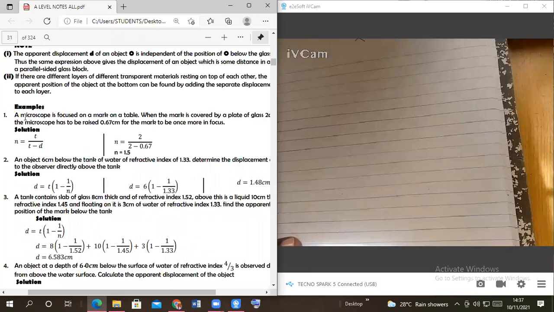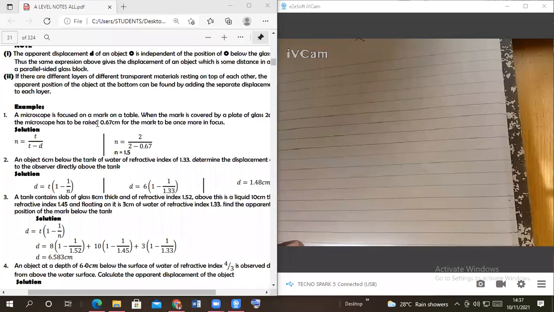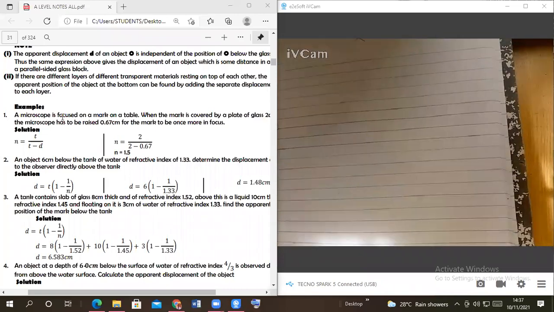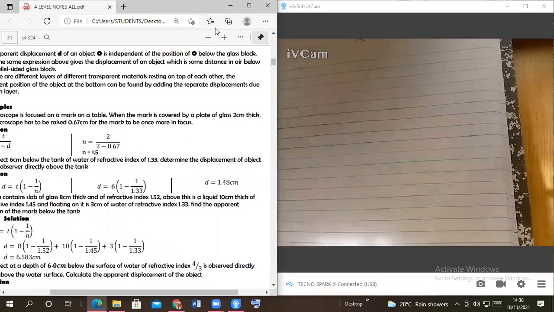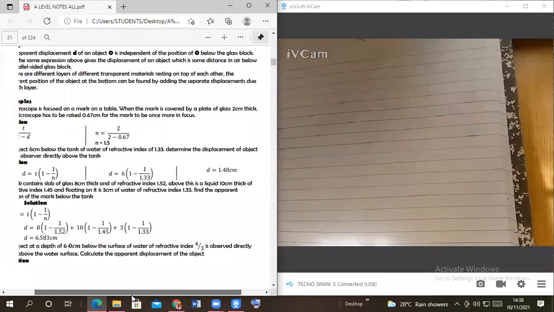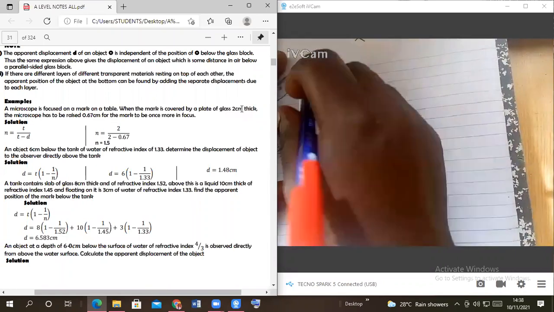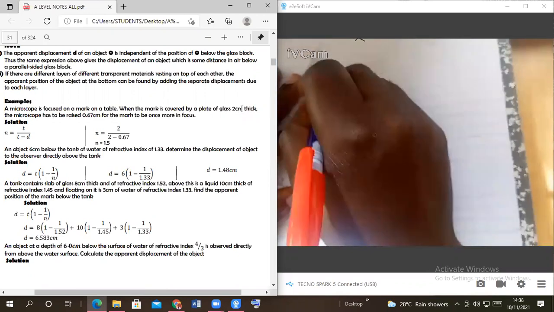In this number 1, they are saying that a moving microscope is focused on a mark on a table. When the mark is covered by a plate of glass 2 centimeters thick, that means this glass has a real depth of 2 centimeters. This is glass.